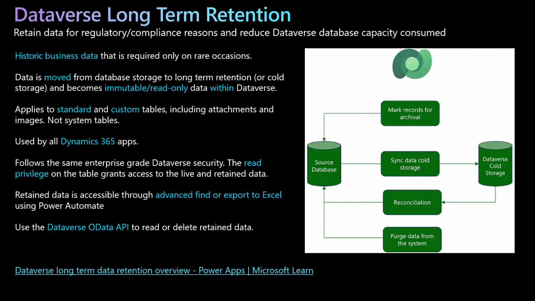Third, once all marked records have been copied, a reconciliation process runs to validate that data has copied successfully. And then finally, the rows successfully copied to cold storage are purged from database storage. On average, a 50% reduction in storage capacity should be observed. This means that, for example, if 100 meg of table data is archived, you should see a 50 meg reduction.